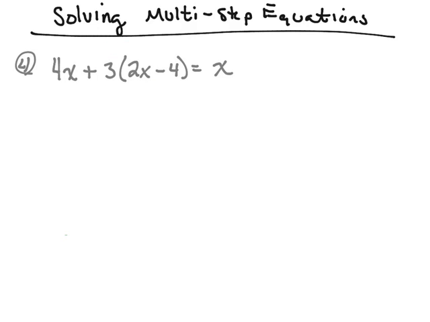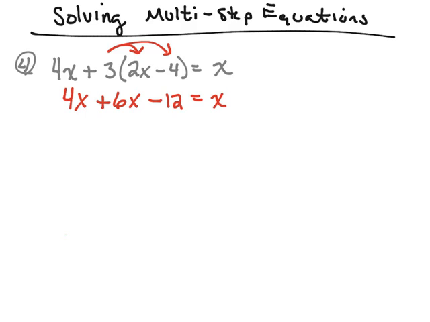Alright, let's take a look at one more example. 4x plus 3 times 2x minus 4 is equal to x. Now, just like we did on number 3, we're going to start by using some distributive property. And we need to do that so we can get rid of these parentheses. So 3 times a 2x is going to be a positive 6x. 3 times the negative 4 is going to give us a negative 12. Everything else is the same. Still got that x, still got this 4x here.